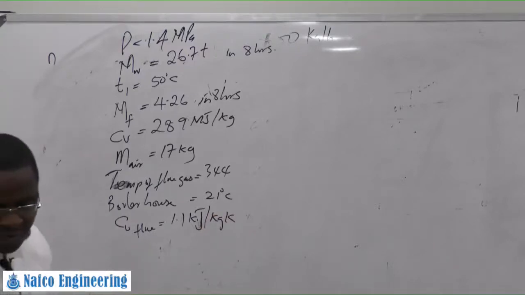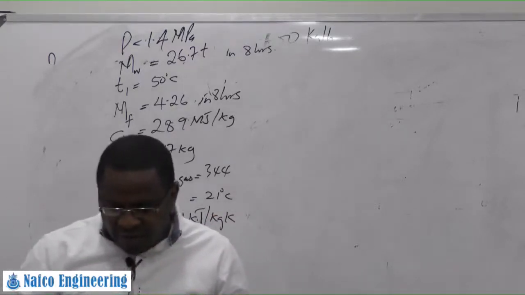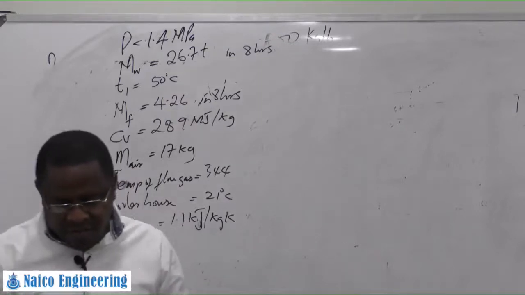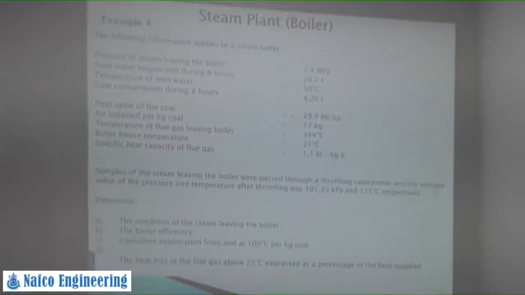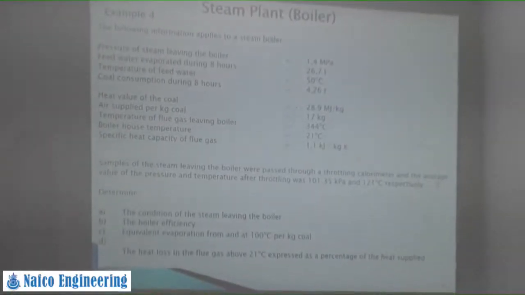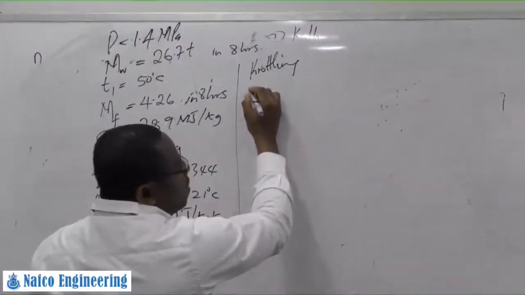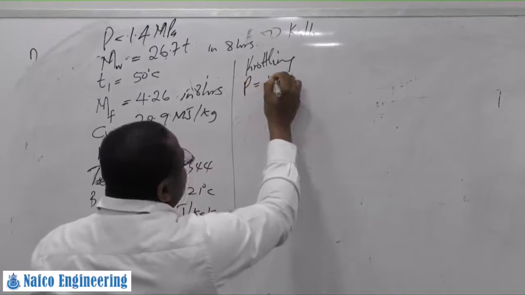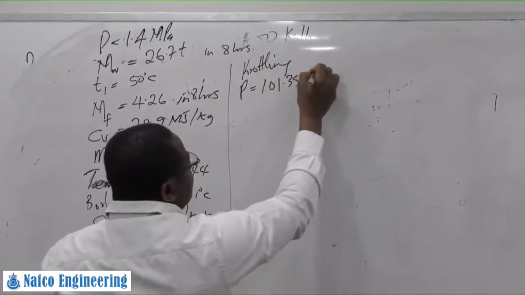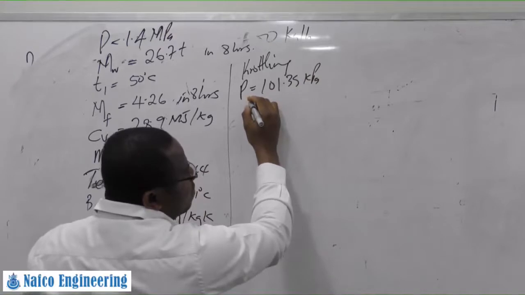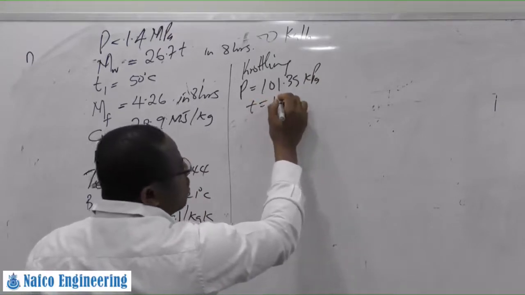All right, so now the question is, samples of the steam leaving the boiler were passed through a throttling calorimeter, and the average value of the pressure and the temperature after throttling was 101.35 kPa and 121 degrees respectively. So when we throttled, the pressure is 101.35 kPa, and the temperature is 121 degrees.